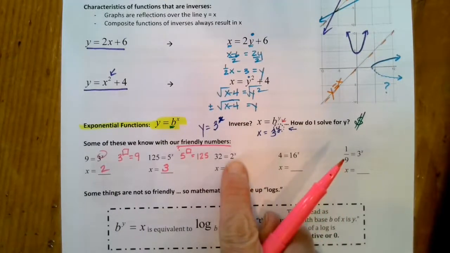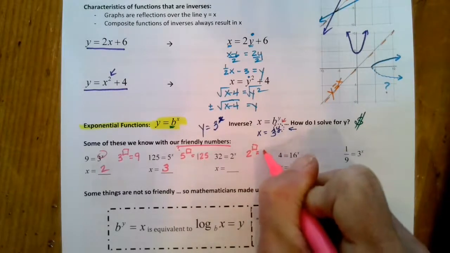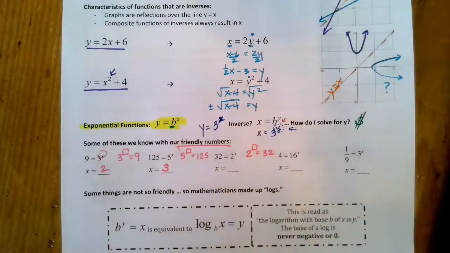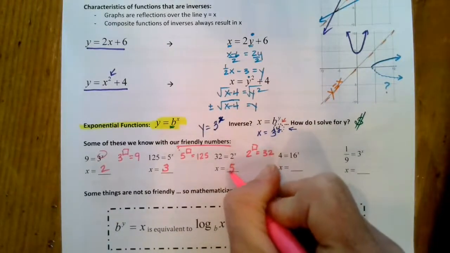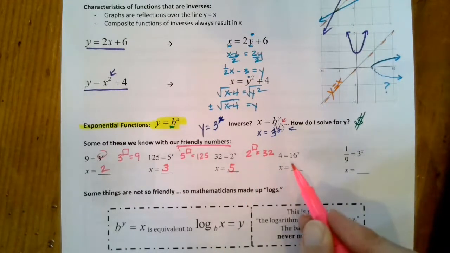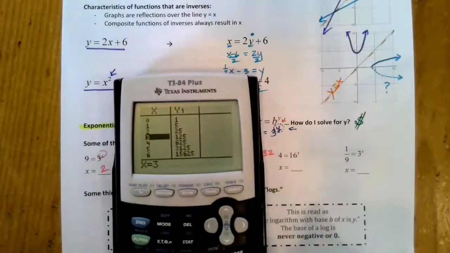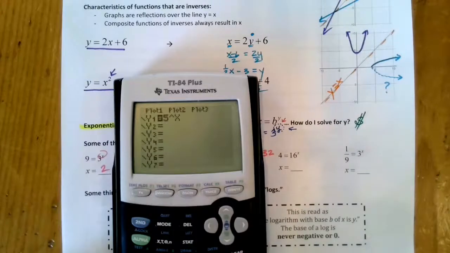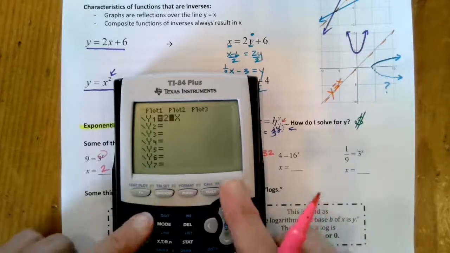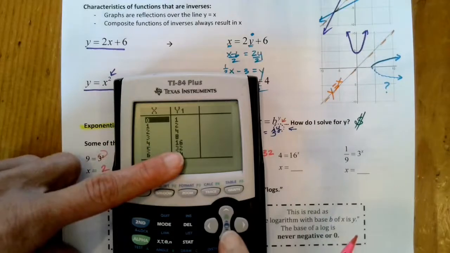Okay, so 2 to what power is going to give me 32? Again, if you're good with your powers of 2, you know that if x has a value of 5, then 2 to the 5th is 32. So here's a curious part, and this is where the calculator might not always help us. By the way, 2 to the 5th is 32.